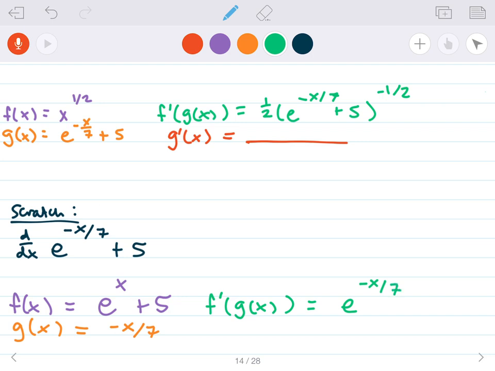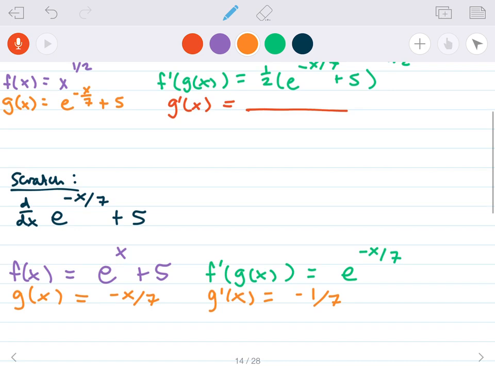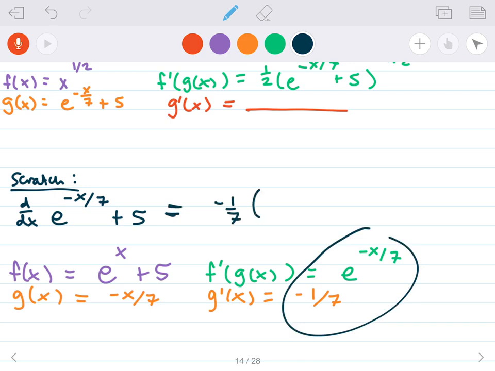So that's if I take the derivative and after that I plug in g into my x. Now the derivative of g is just going to be negative 1 over 7 using the power rule. And so that tells me that this guy, using the chain rule, when I multiply these two things together, is just negative 1 over 7 times e to the negative x over 7. So that's my g prime of x. Okay, so that was my scratch work, and I'm going to bring it up here.